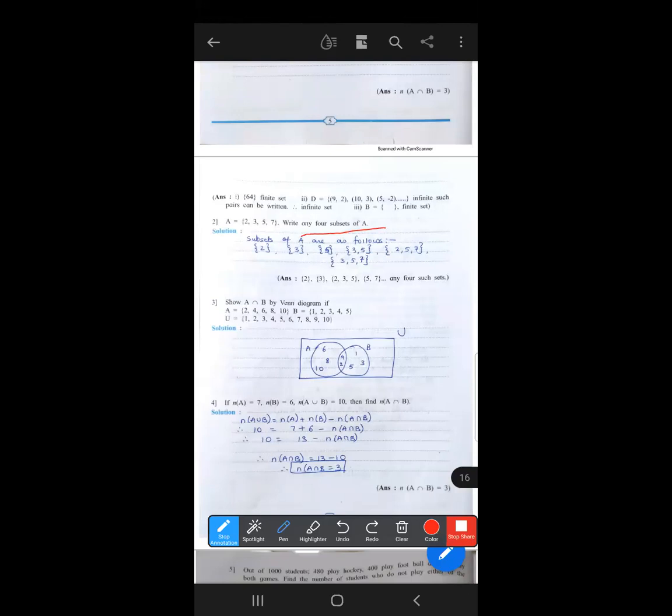So here in the answer you can see that the subsets of A are as follows. I have written some subsets: {2}, {3}, {5}, {3, 5}, {2, 5}, {7}, {3, 5, 7}. Some sets I have written. So any 4 you can write down from this. Any 4 subsets. This question was very simple. Next, that is question number 3.